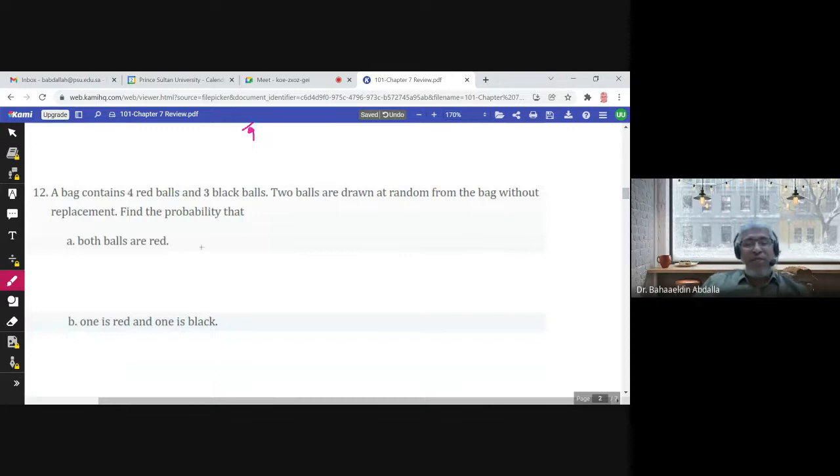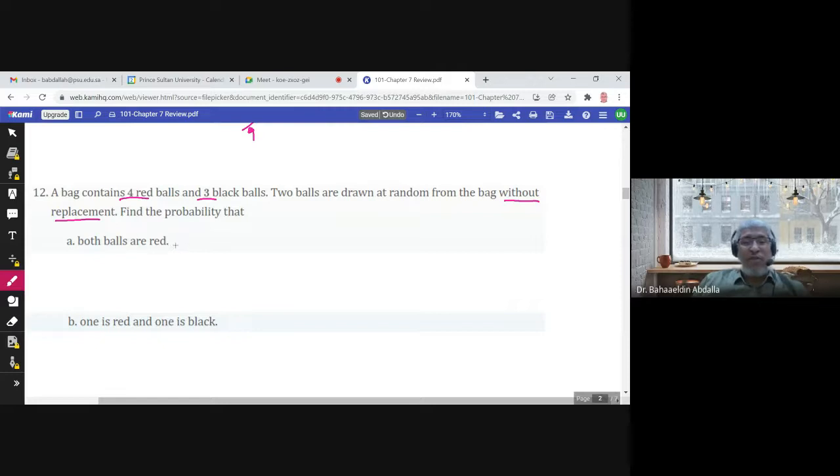A bag contains 4 red balls, 3 black balls. So the total number is 7. 2 balls are drawn at random from the bag without replacement. Find the probability that both balls are red. I can solve this problem in different ways. For example, both balls are red.